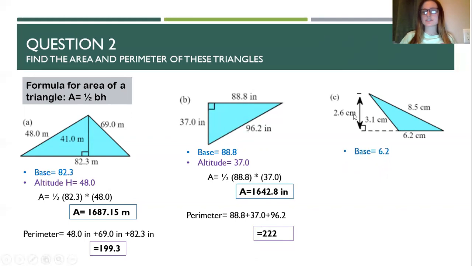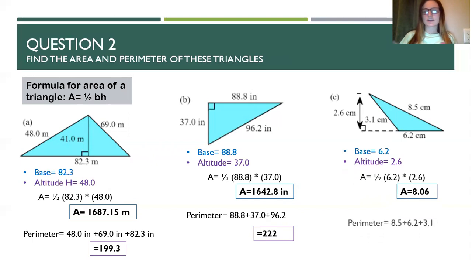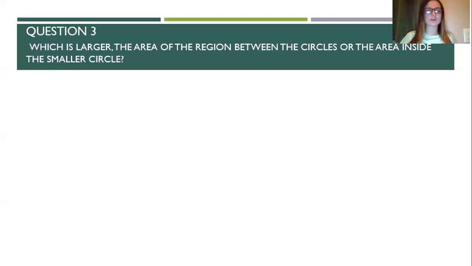So we see that our base here is 6.2 centimeters and our height is 2.6 centimeters. So we would do 1/2 of 6.2 times 2.6, which is equal to 8.6. We add up our sides, 8.5 plus 6.2 plus 3.1, which is equal to 17.8. Let's go to number 3.